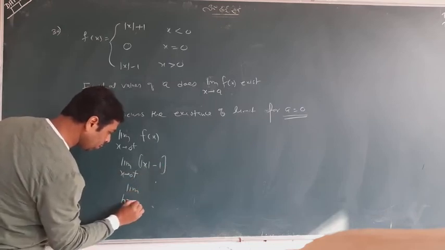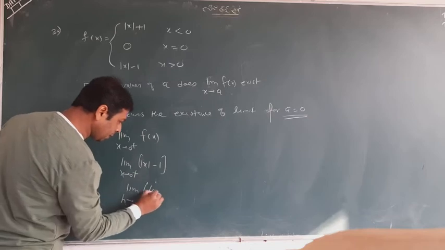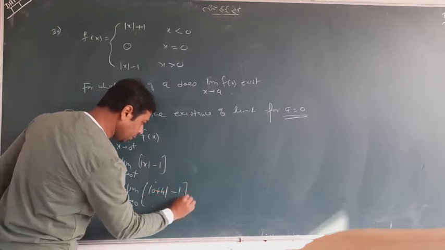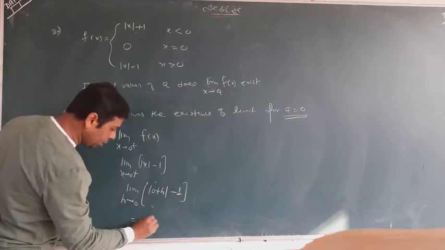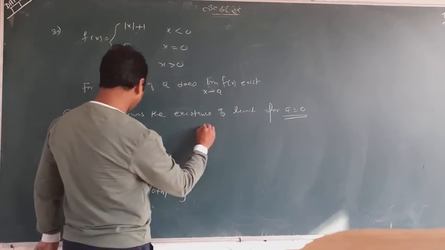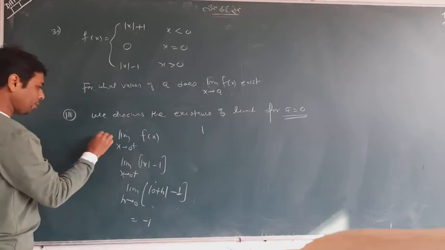Change in h. Instead of x, write 0 plus h minus 1. When h tends to 0 and we put it here, the answer is minus 1. This is the right hand limit we have taken.